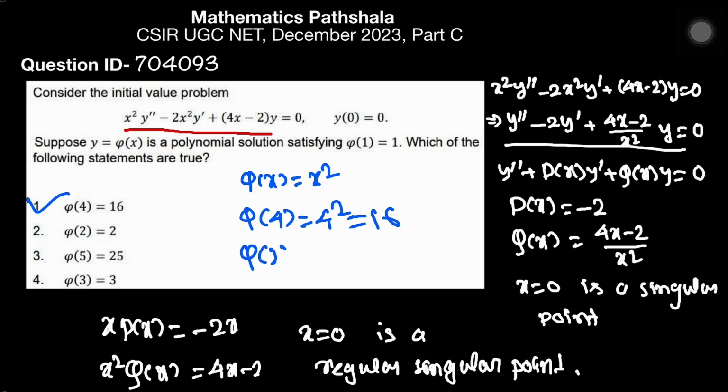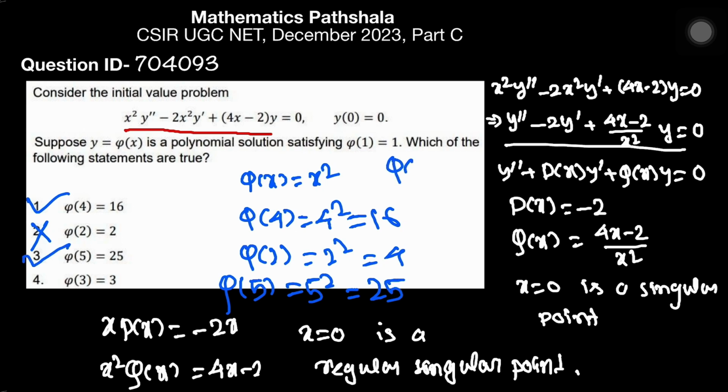If I put phi(2), we get 2 square, 4, but option 2 says phi(2) equal to 2, so option 2 is false. If I put phi(5), we will get 5 square, that means 25, so option 3 will be true. If I put phi(3), we will get 3 square, that means 9, but it is given 3, so option 4 is false. So options 1 and 3 are correct and options 2 and 4 are wrong.